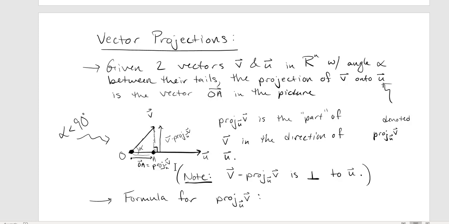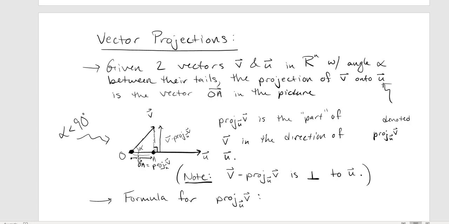Notice when we're looking at this, you can think of the projection of v onto u as just the part of this vector v that's in the direction of u, right? This vector v is up here. If we think of the shadow coming perpendicularly down towards u, the shadow v would cast would be this vector OA. That's our projection. It's like how much of this vector v is in the direction of u.